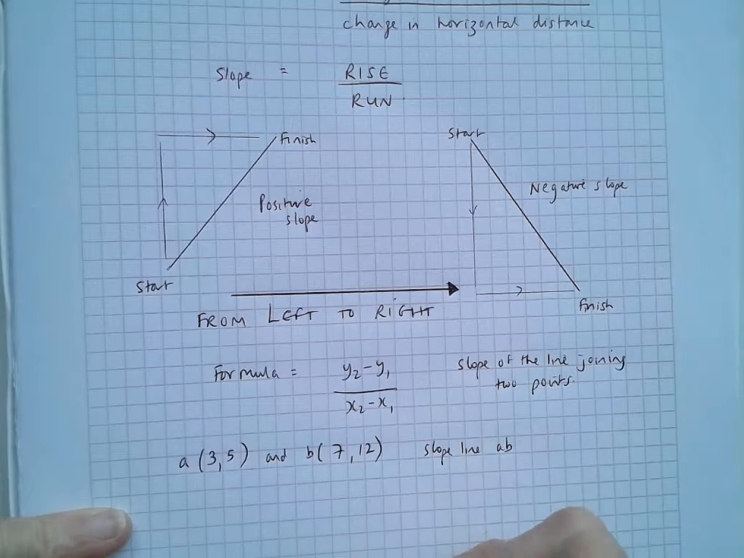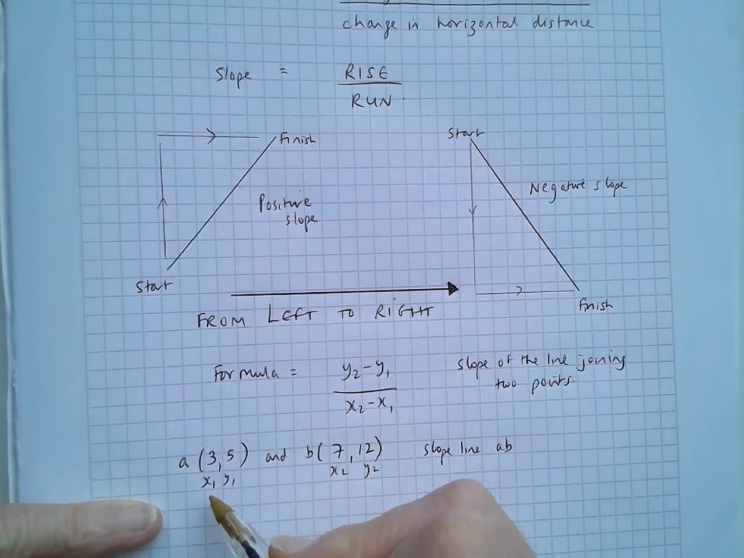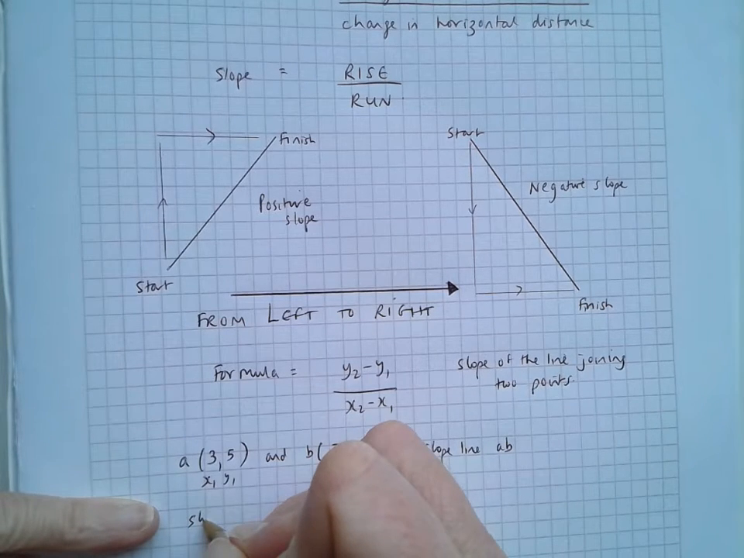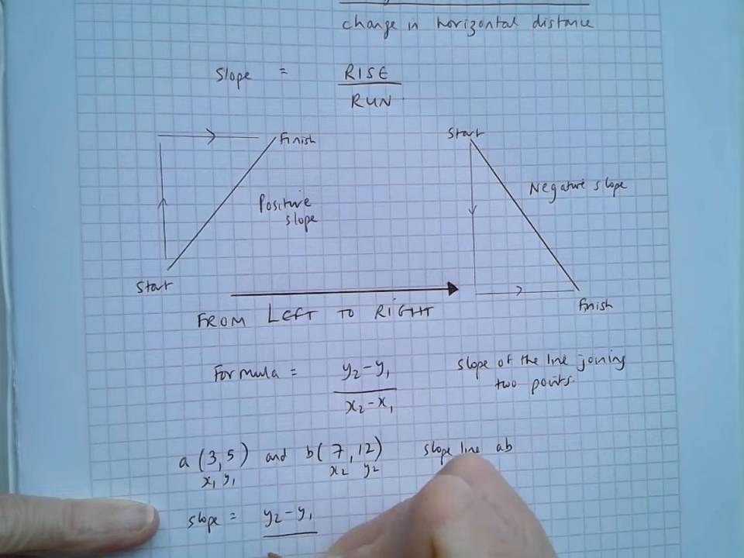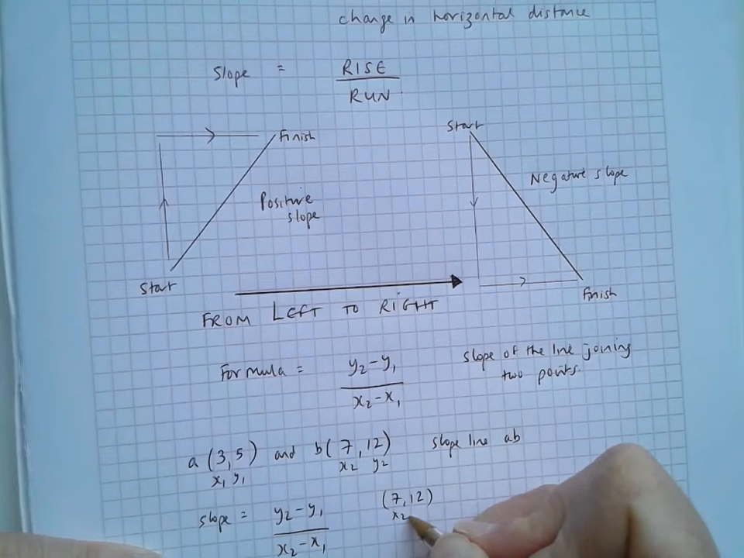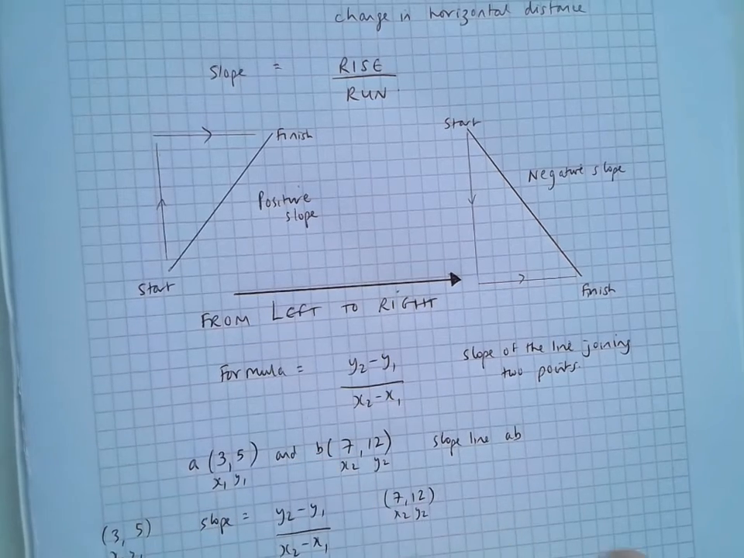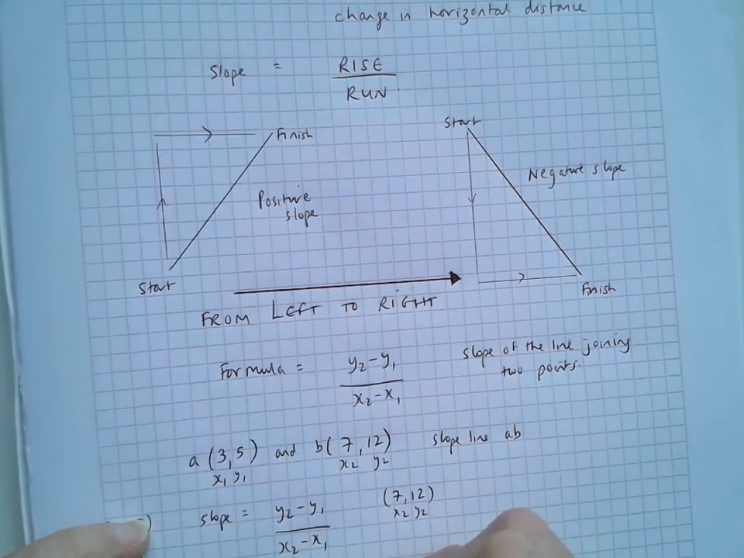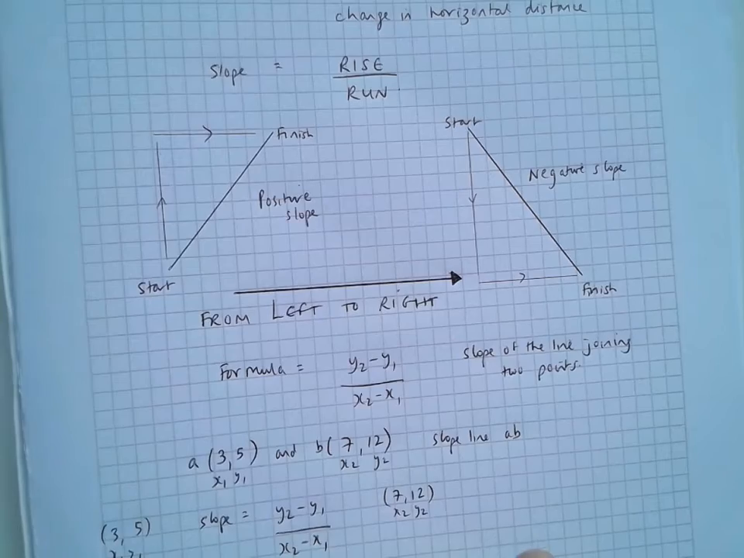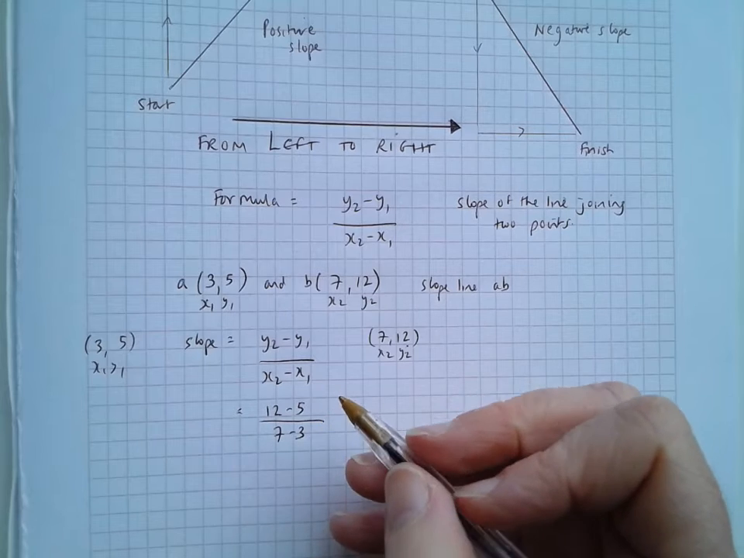Okay. So what we do, as with all these, we label our points x1, y1, x2, y2. So A is point x1, y1, B is point x2, y2. We write down our formula. So slope formula is y2 minus y1 over x2 minus x1. So 7, 12 was x2, y2, and 3, 5 was x1, y1. So y2 minus y1 is 12 minus 5 over x2 minus x1, which is 7 minus 3.